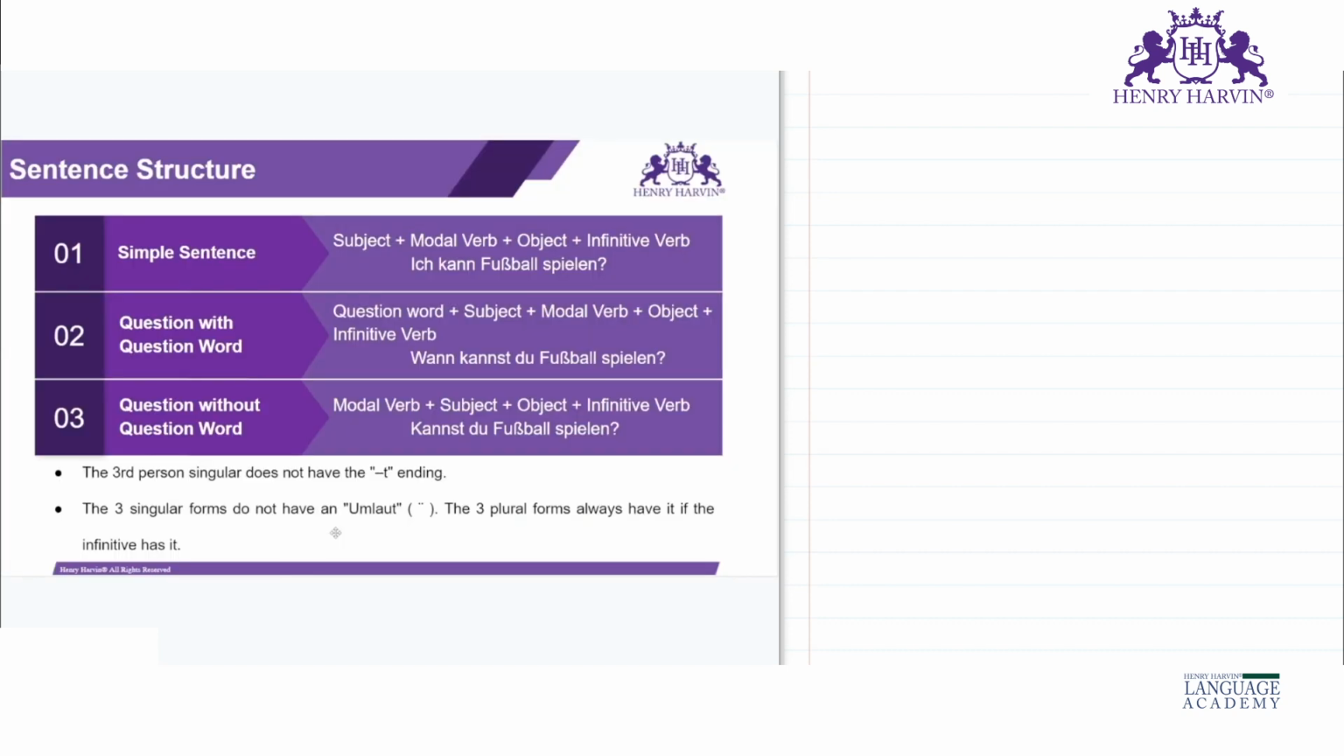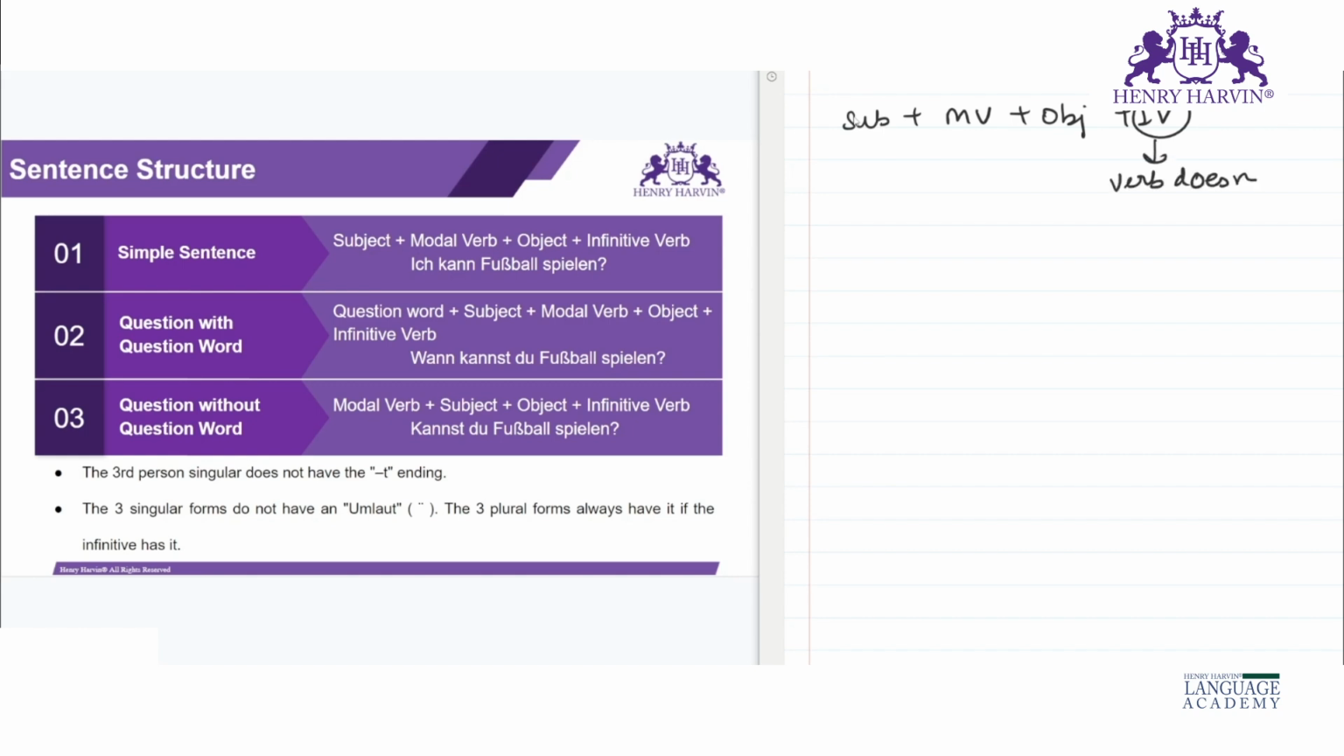There are some sentence structures given here. For the simple sentence, we take the structure as subject plus modal verb plus object plus infinitive form of the verb. The infinitive form of the verb is the verb that does not conjugate. We will not conjugate this verb, which means it will come as it is.